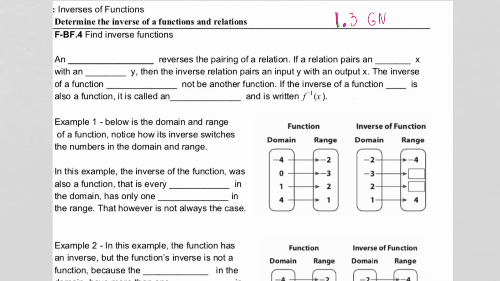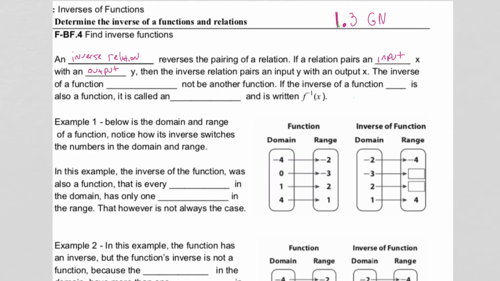Section 1.3 of the guided notes, finding the inverses of functions, and an inverse relation reverses the pairing of a relation. If a relation pairs an input x with an output y, then the inverse relation pairs an input y with an output x. And this is going to make sense in a moment.